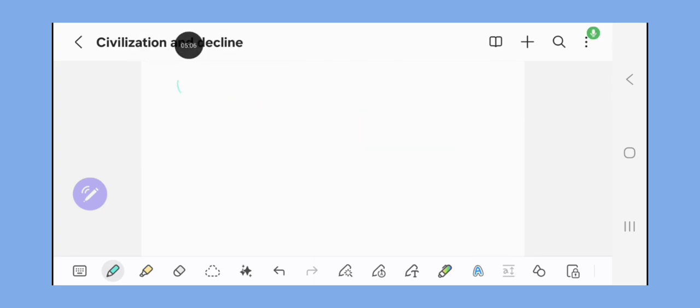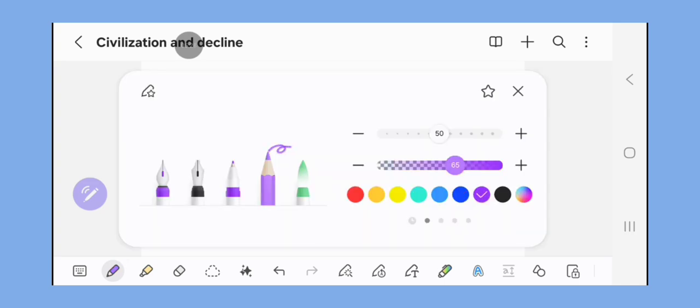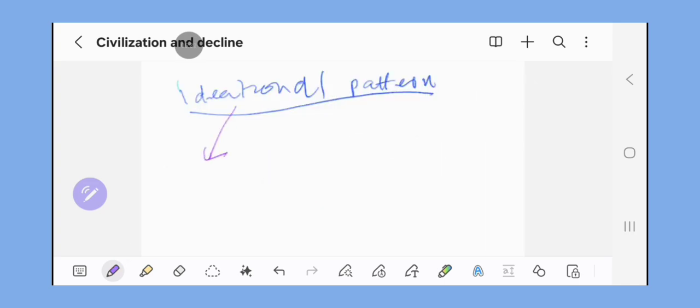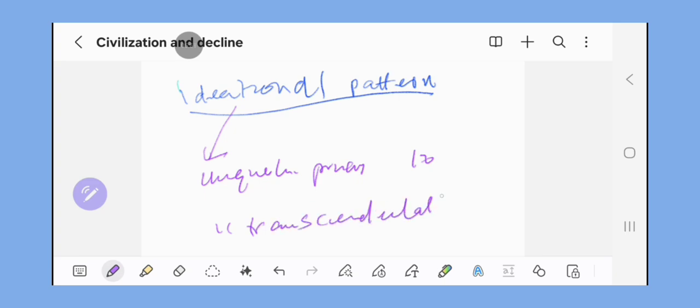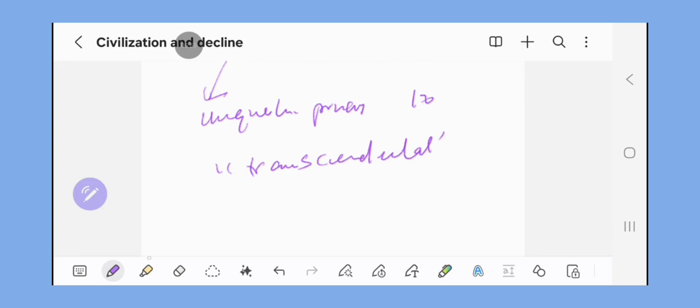So let's first start with ideational. Ideational pattern or ideational worldview. In Parsons' words, the ideational pattern is one which gives unquestionable primacy to the transcendent or transcendental. By transcendental, he means otherworldly.